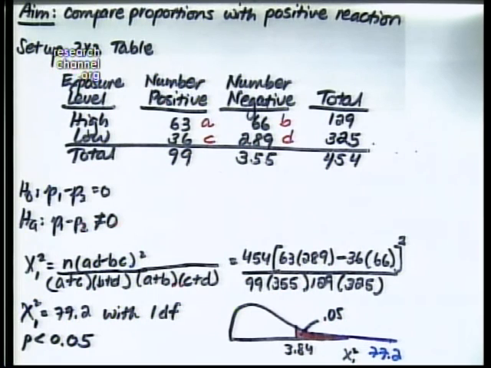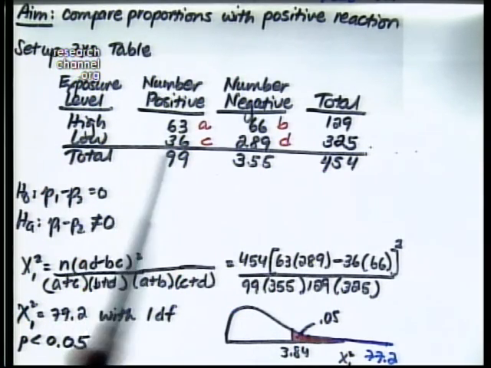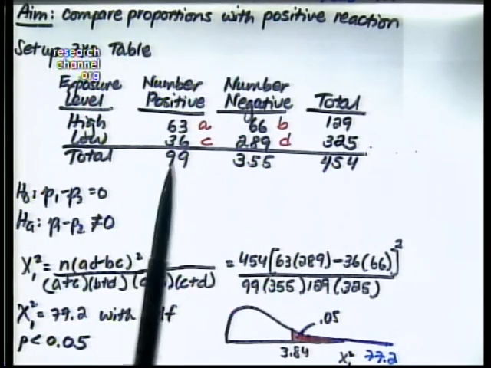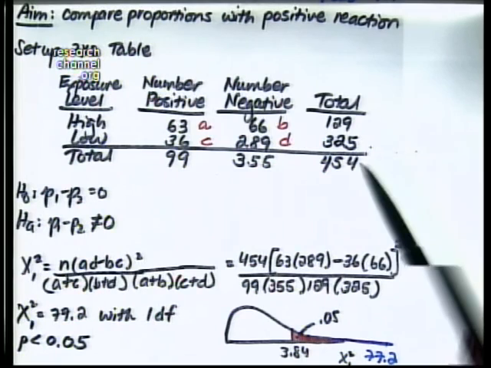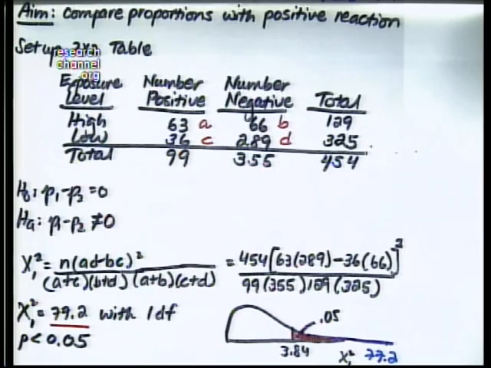So if we use the shortcut formula, our hypothesis of interest is that the difference in the two population proportions who test positive is 0 versus an alternative that it's not. And then we would just plug in our numbers into this shortcut formula for the chi-square. So the overall total was 454. We would take A times D minus B times C, square it, and then divide by the product of the column totals times the row totals, and we would get a chi-square of 77.2, 1 degree of freedom, because a 2-by-2 table always has 1 degree of freedom.